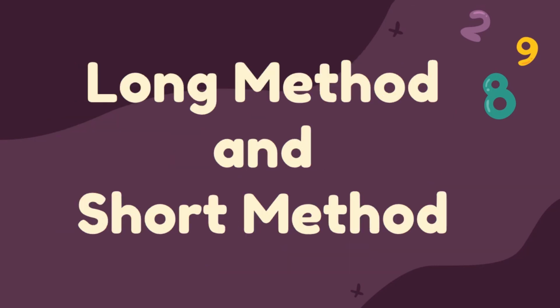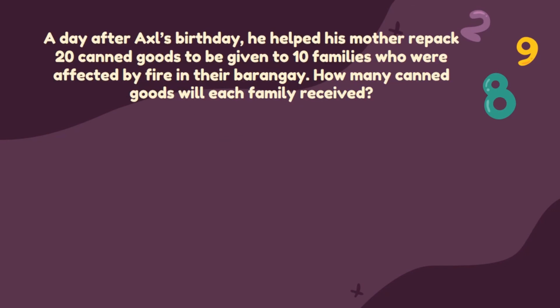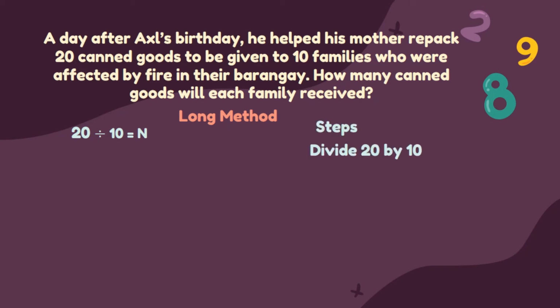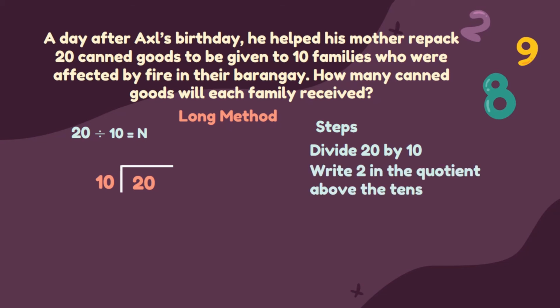There are two methods that we can use in solving the given problem: the long method and the short method. Let us first solve the problem using the long method. 20 divided by 10 is equal to n. Steps: first, divide 20 by 10. 20 divided by 10 is equal to 2. Write 2 in the quotient above the tens.